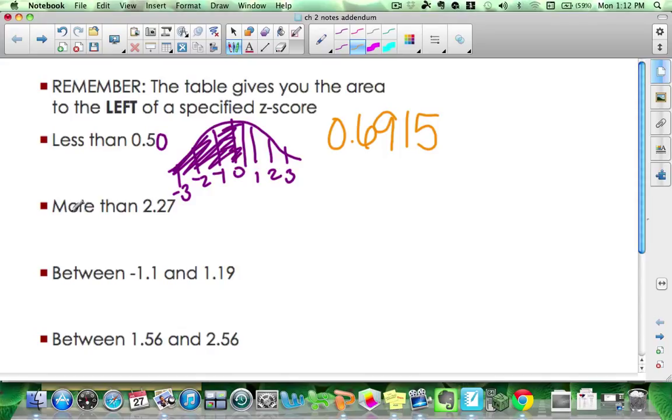Okay. Similarly, I would like you to find what percent of observations are more than 2.27. So please briefly pause the video, help your neighbor if they don't understand, and find the percent of observations that are more than 2.27.